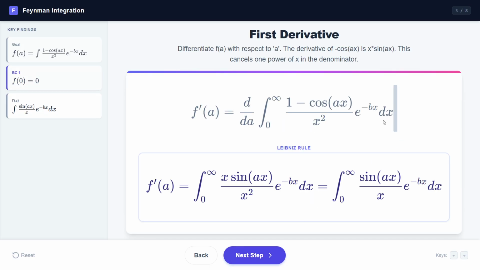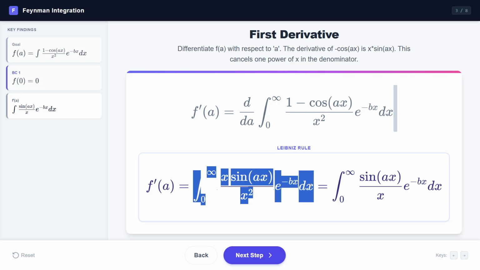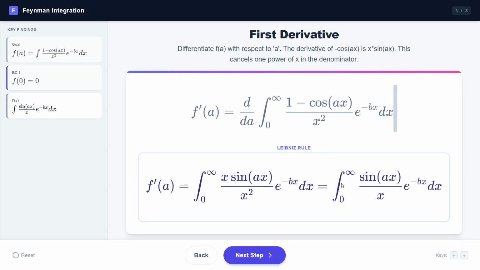All right, now let's take the derivative of our function of a using the Leibniz rule for differentiation under the integral sign, which says that we can take the derivative directly by passing the derivative inside the integral sign. So if we pass this derivative with respect to a inside the integral sign, it becomes a partial. And then when we take the partial, this is what we get, which simplifies to this.